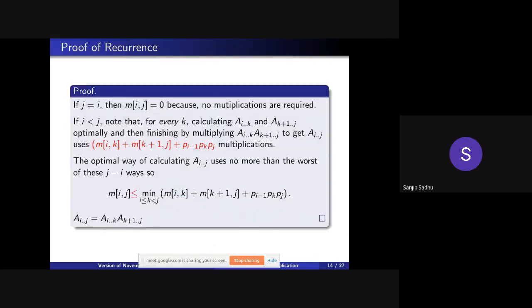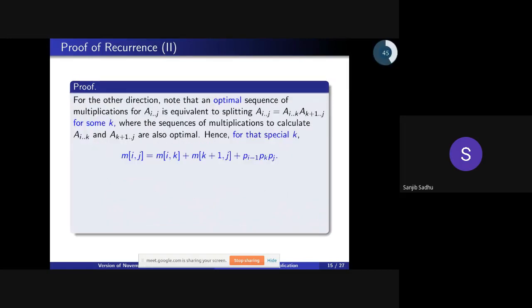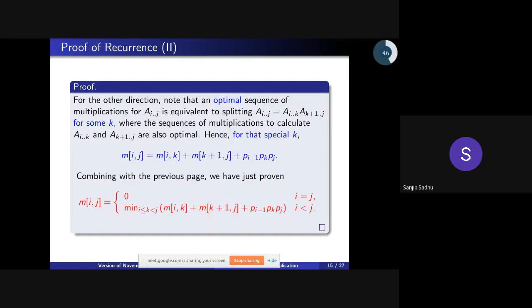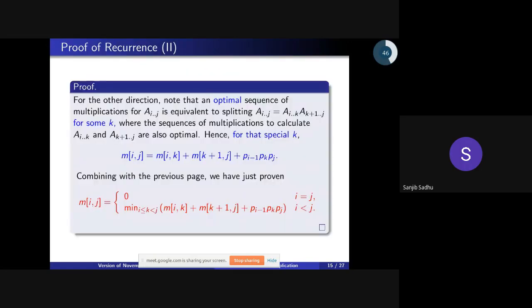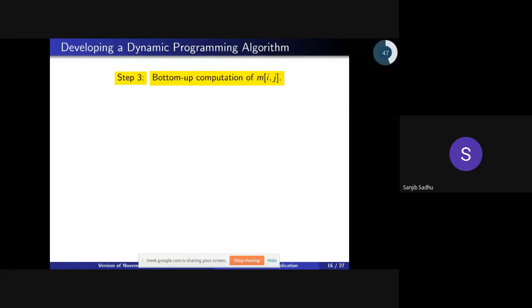So this is the proof that I have told already, that there are no multiplications, and I have to optimally split, and then I have explained all this. Okay. Now in which order should we compute? So this will be the bottom-up computation that I told.